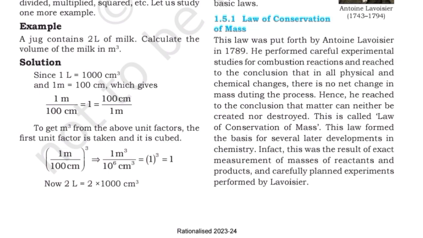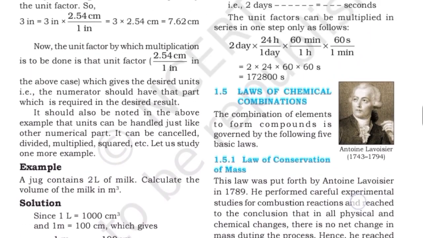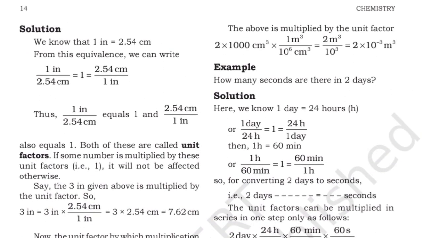Example: a jug contains 2 liters of milk. Calculate the volume of milk in meter cube. Since 1 liter is equal to 1000 centimeter cube and 1 meter is equal to 100 centimeter, this gives 1 meter by 100 centimeter equals 1, which is equal to 100 centimeter by 1 meter. To get meter cube from the above unit factors, the first unit factor is taken and it is cubed. Now 2 liter is equal to 2 into 1000 centimeter cube. The above is multiplied by the unit factor, which gives 2 into 10 to the power minus 3 meter cube.